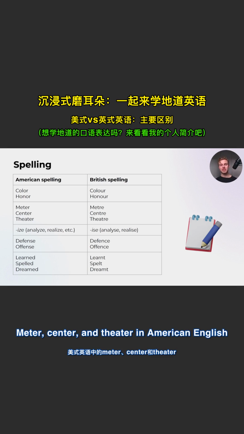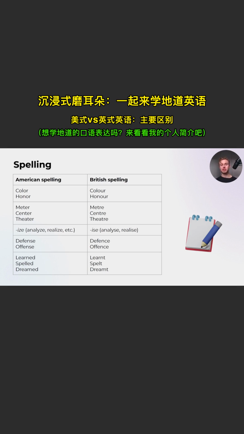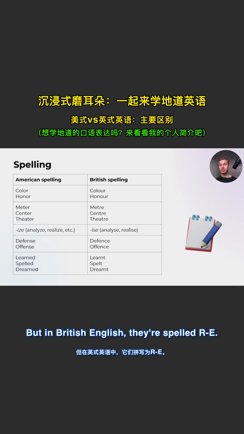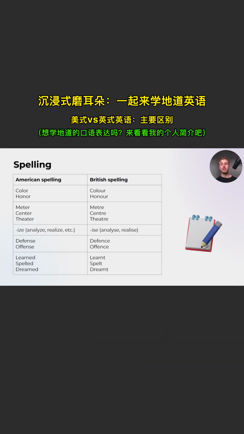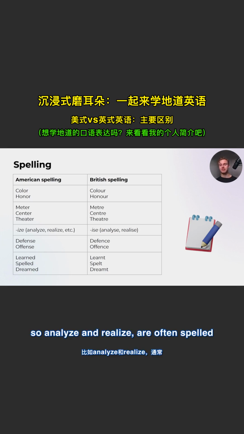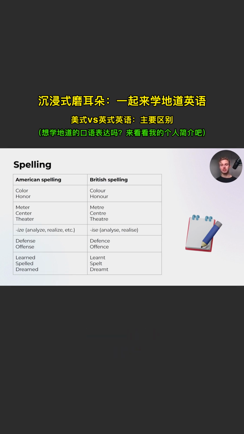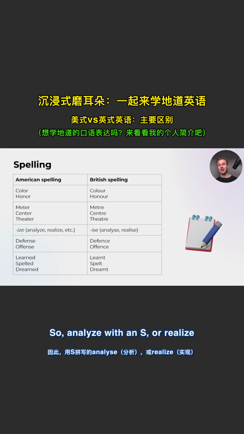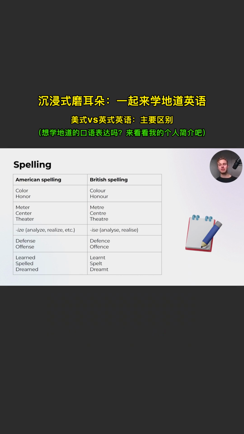Meter, center, and theater in American English are spelt ER. But in British English, they're spelled RE. In American English, words that end in -ize, so analyze and realize, are often spelled with a Z, and with an S in British English. So analyze with an S or realize with an S.